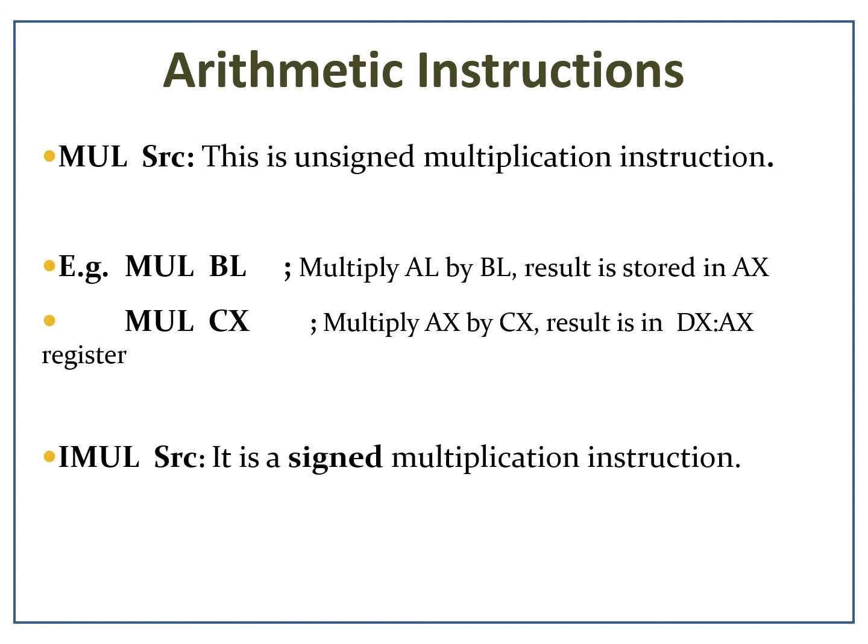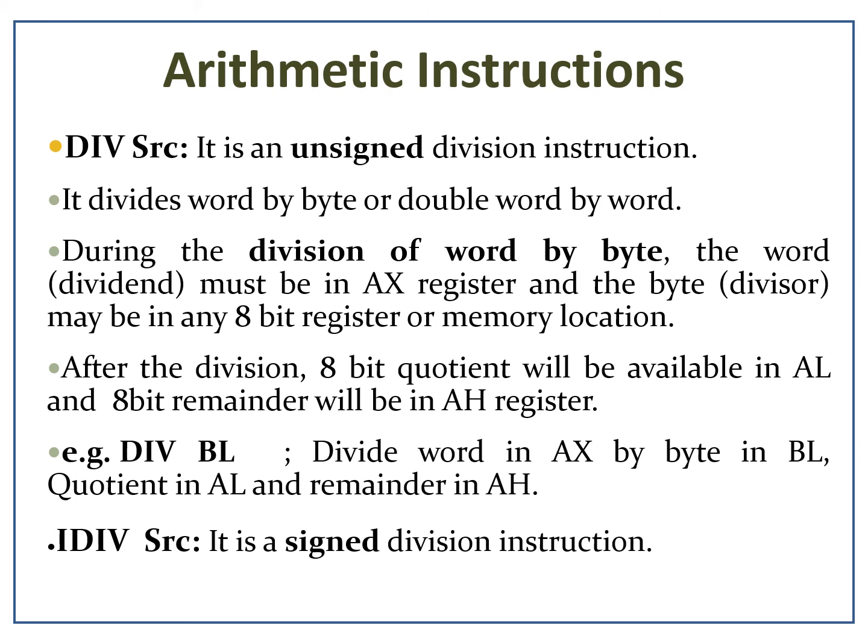Next is MUL source. This is an unsigned multiplication instruction. Suppose example MUL BL. MUL means multiplication and source is BL. So in this instruction, AL is multiplied by BL and the result is stored in AX. Next instruction is IMUL source. It is a signed multiplication instruction. Next is DIV source. It is an unsigned division instruction. If you want to use a signed division instruction, you can use the next instruction, that is IDIV source.